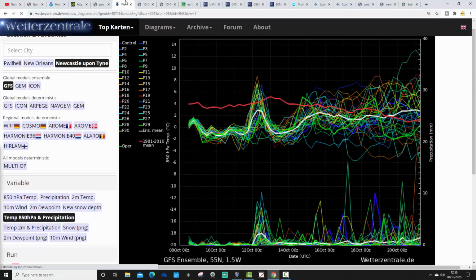These are the GFS upper temperature and precipitation ensembles for the next couple of weeks. Looking at Newcastle upon Tyne today. The red line is a 30-year upper air temperature average for Newcastle. You can see that for the next week to 10 days, it's generally solidly below average.